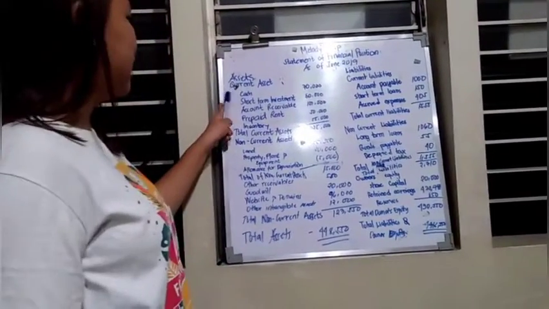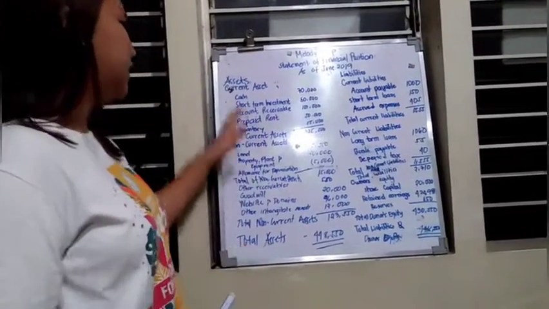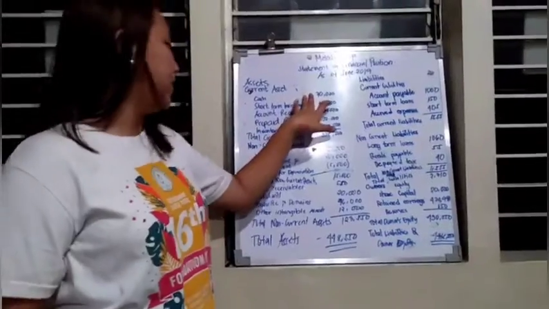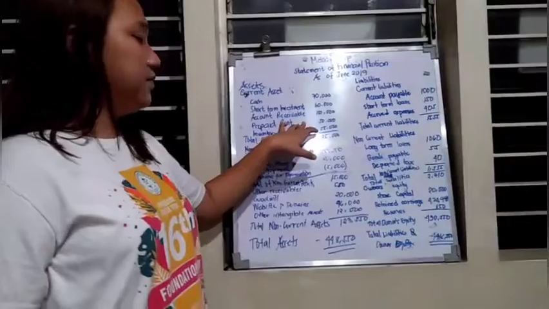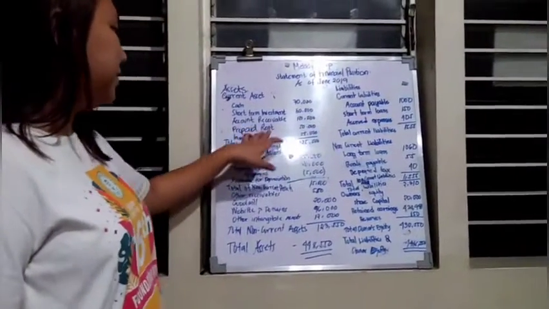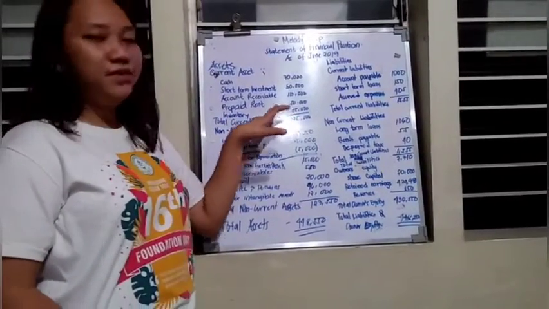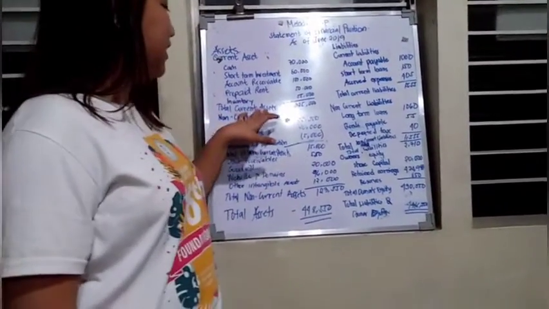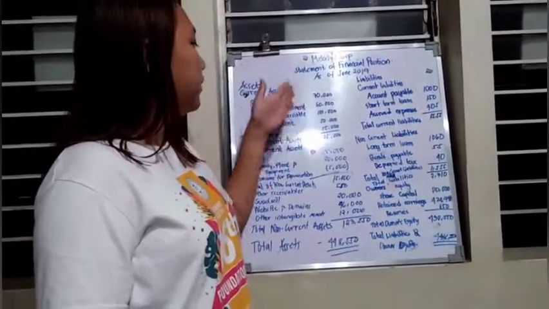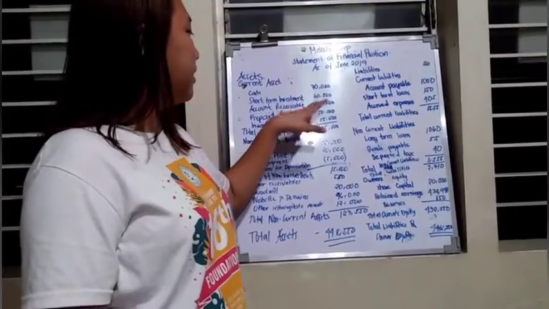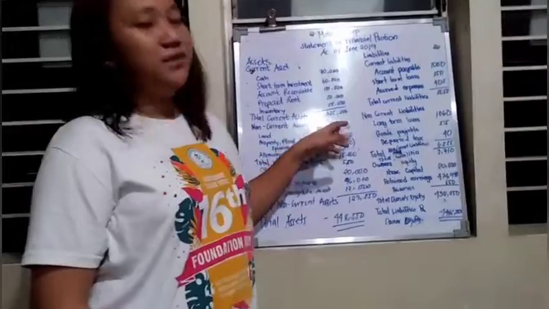So first, the asset. Current assets. Along with current assets, we have cash for 70,000, short-term investment for 50,000, accounts receivable for 100,000, prepaid rent for 50,000, and then inventory for 55,000. So total current assets is 325,000. I add all the amounts, so I arrive with total current assets of 325,000.